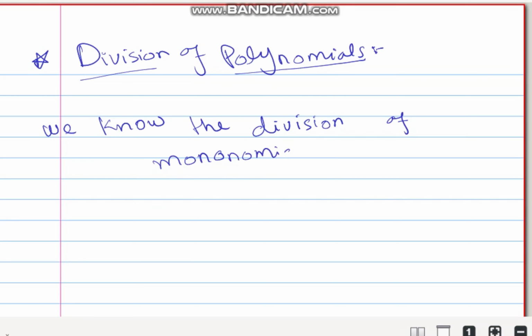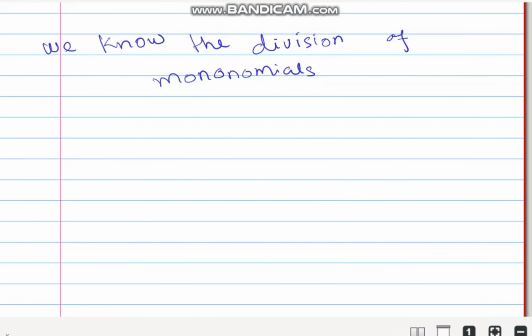2 is a monomial, 3 is a monomial, 5 is a monomial. Every whole number is a monomial. Every real number is a monomial. Every integer is a monomial. Every natural number is a monomial. It's a very easy thing. So we know about the division, because, students, we know how to do this.